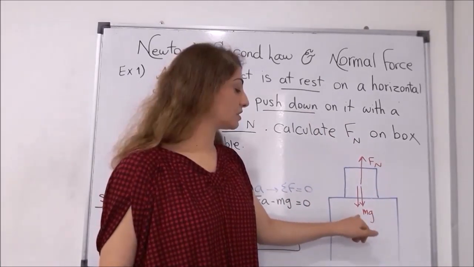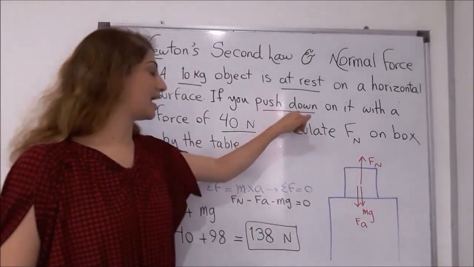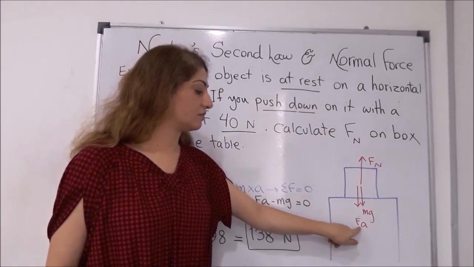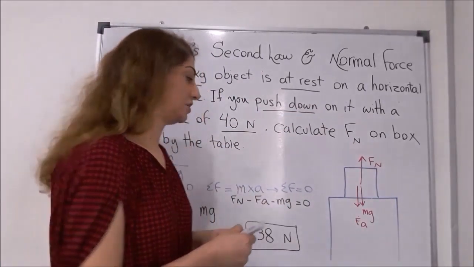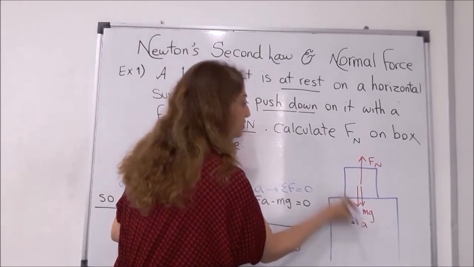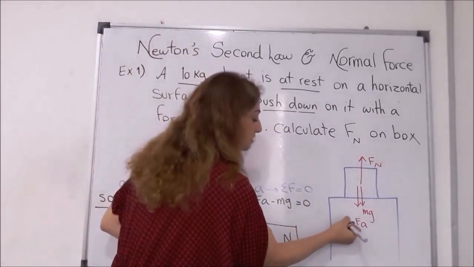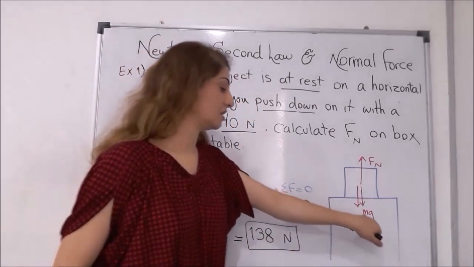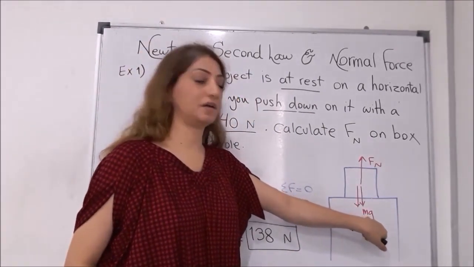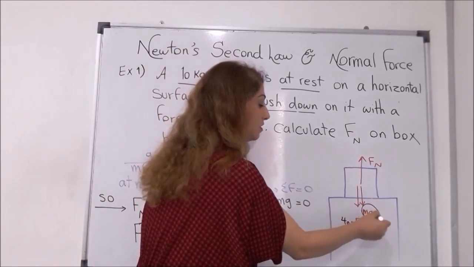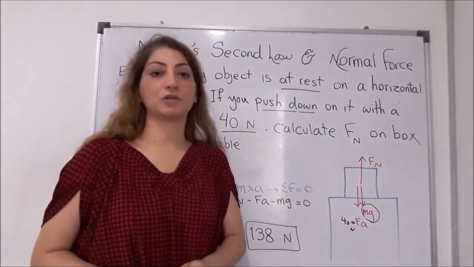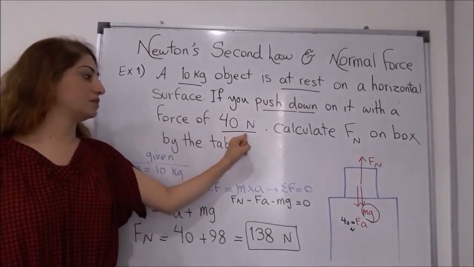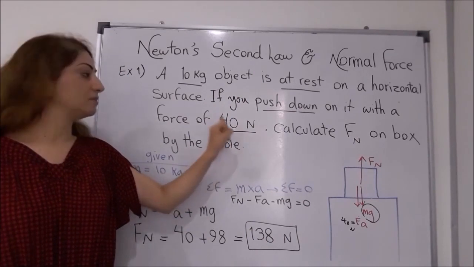The other force is the one where I am pushing down the box. I call it the force of the action, which is given here, and it is 14 newtons. The weight you can find by this formula: mass of the object times gravity, which is 9.8. If you push down on it with a force of 14 newtons, pushing down, it's very important.